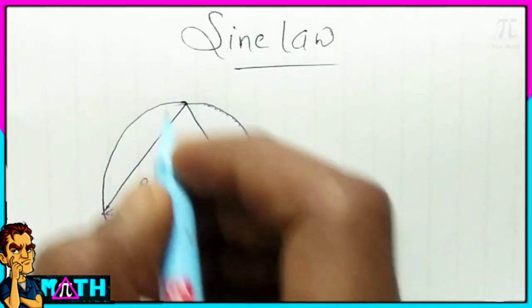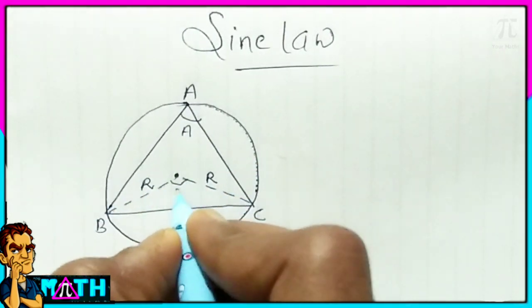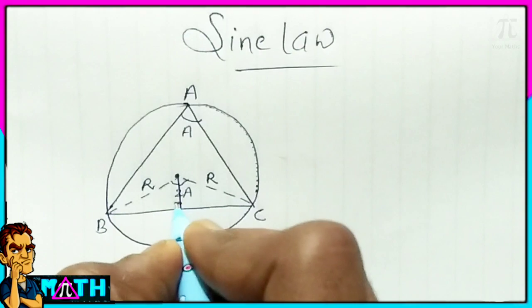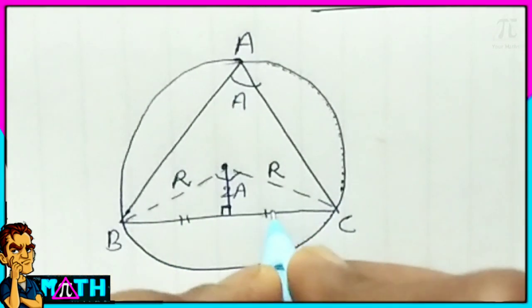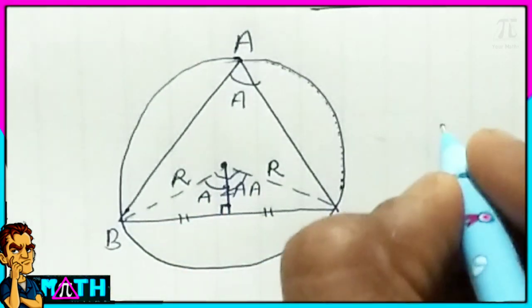Now let me name that triangle ABC, and if this is angle A, then this is 2A, as I have proved this in my previous video. And if I draw a perpendicular on the chord, then it bisects the chord, and both triangles are congruent, therefore the angles are divided equally.